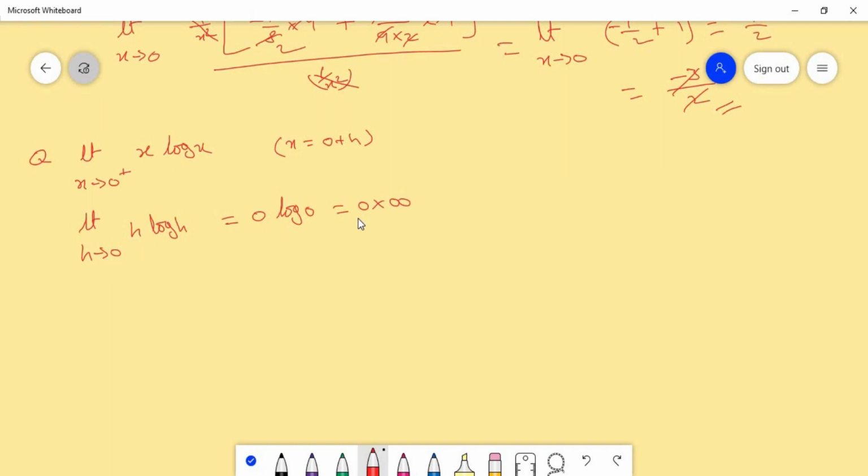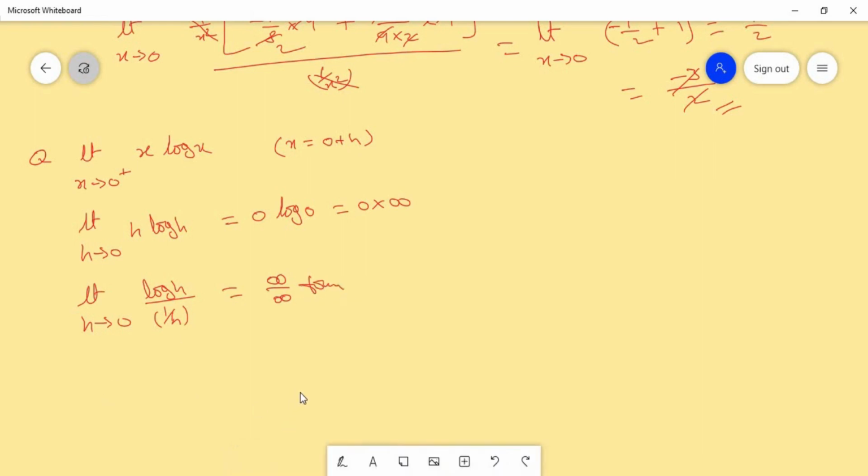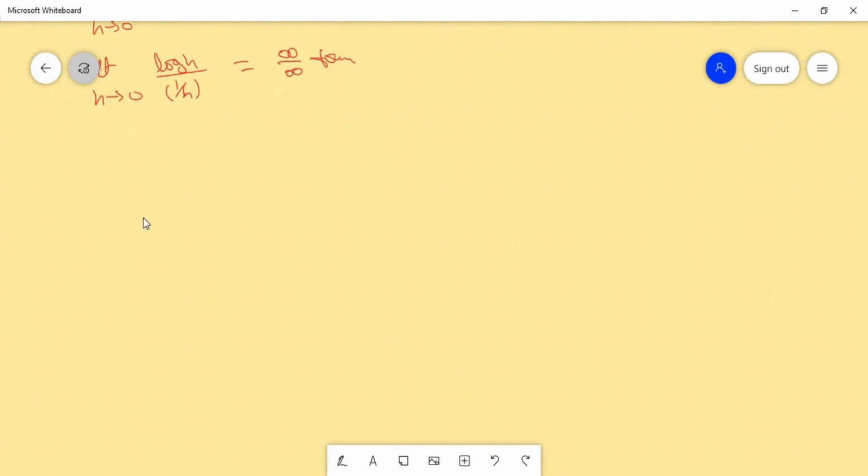When we get 0 into infinity form, take any one value to the denominator. That is what I am doing here. Limit h tends to 0, log h by 1 by h. Then now check, in the place of h apply 0: infinity by infinity form. Then what to do here? Do L'Hospital rule.